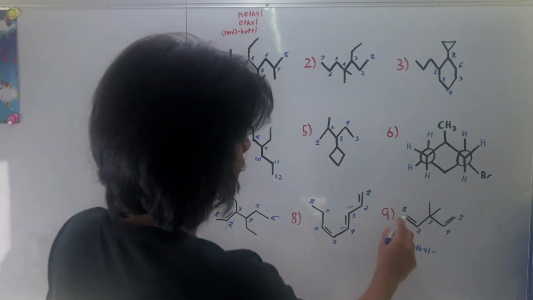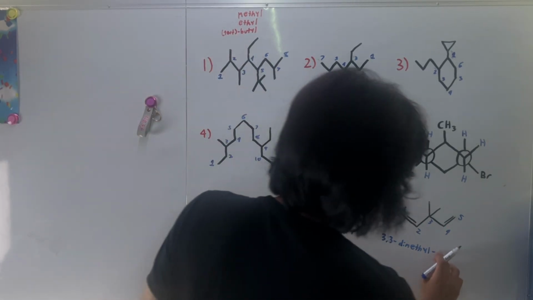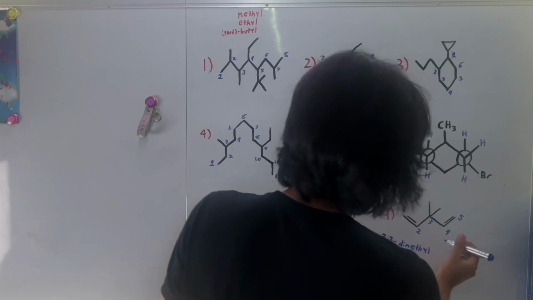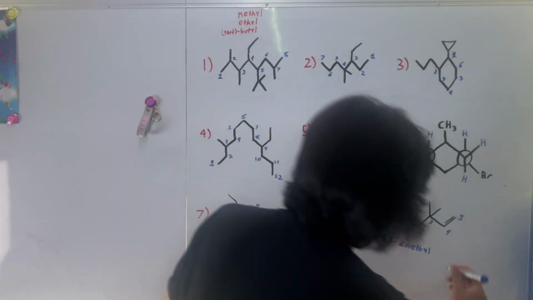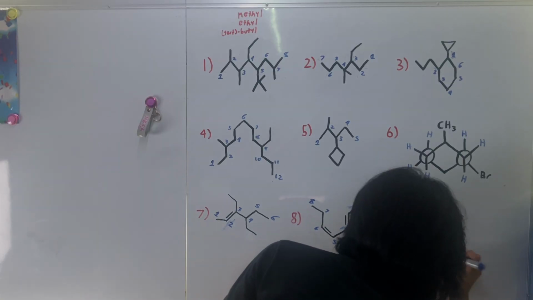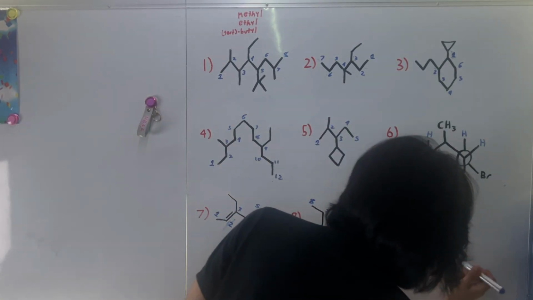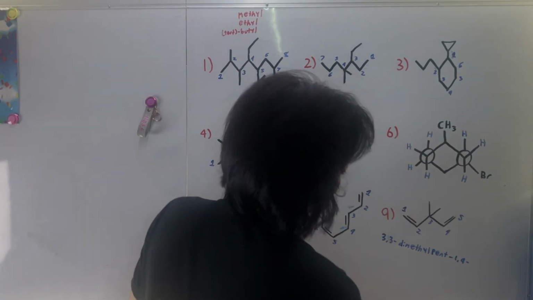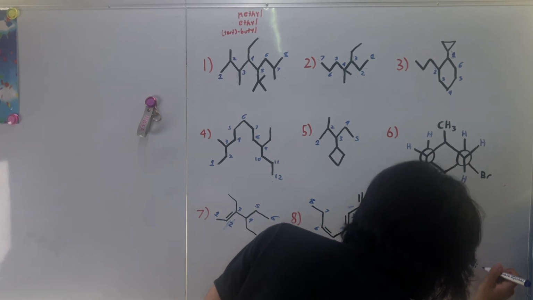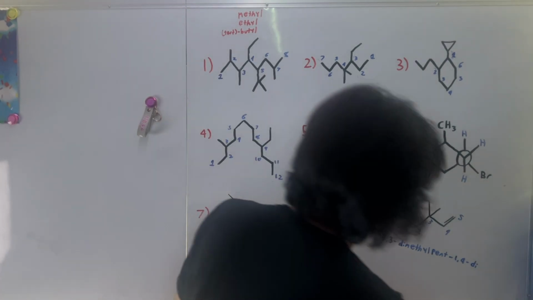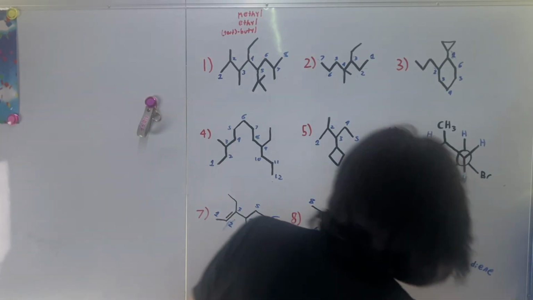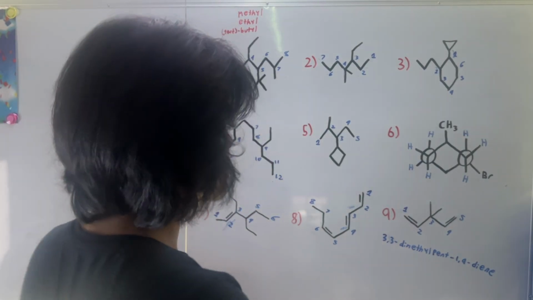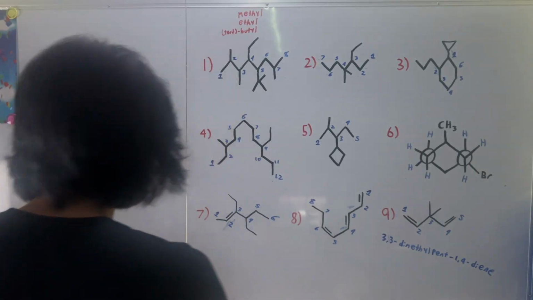All right, and now we have 2 different double bonds. Then our longest carbon chain has 5 carbons, so we're going to have pent as our prefix. And now to indicate where the double bonds are at, they're at 1 and 4. And now we include the prefix for the ene part. So here we have 3,3-dimethylpenta-1,4-diene. So this would be our final answer for molecule number 9.